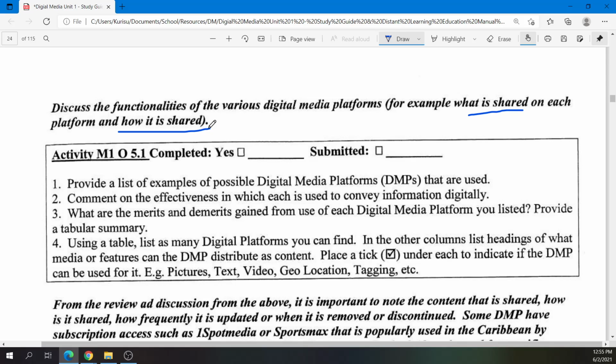Good. So whoever produced the content, they would upload it and offer it as a stream so that persons can access that stream and watch the content. What about the other platforms? How do they function basically?